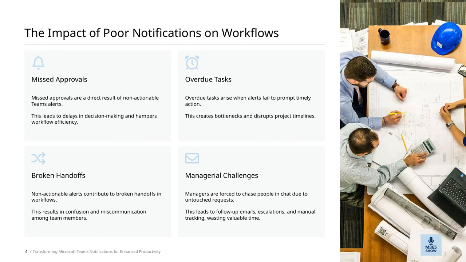And let's not forget missed approvals. When alerts aren't clear or actionable, approvals get delayed, which in turn hampers decision-making and further disrupts the workflow. So the core message here is that ineffective notifications can really undermine our efficiency, which is why transforming how we handle notifications is so crucial for improving productivity across the board.